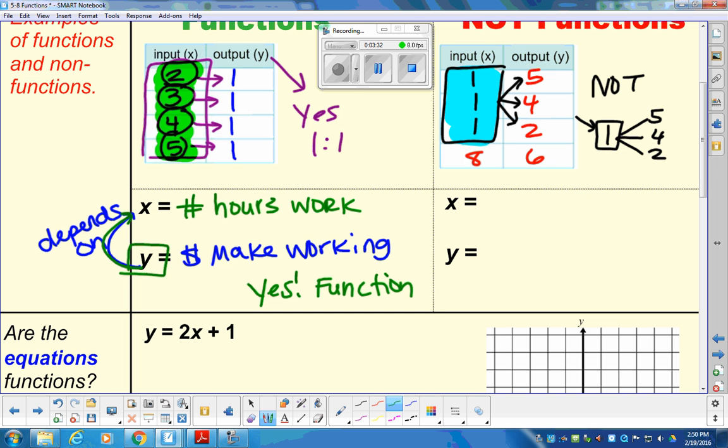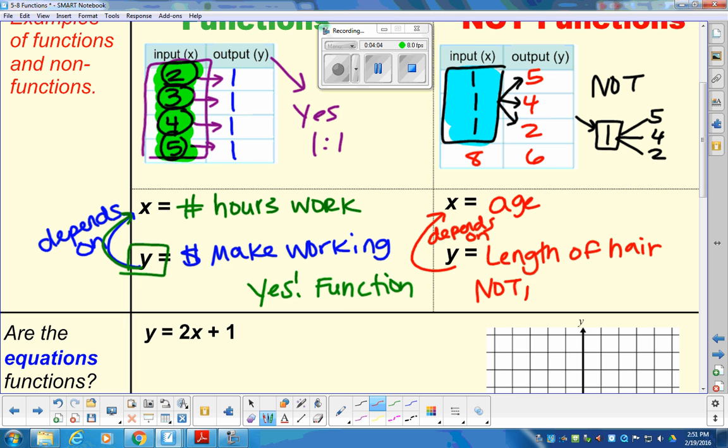So let's look at something that's not a function. Maybe the length of your hair depends on your age. You could maybe say, well, sometimes that's true because sometimes the older you get, maybe some people go bald or they lose their hair. So sometimes that's true. But when we really have a function relationship, we should be saying that that is always true. So we would say, no, not a function.